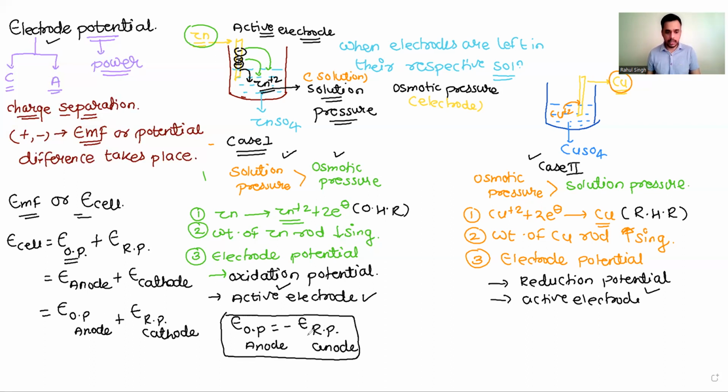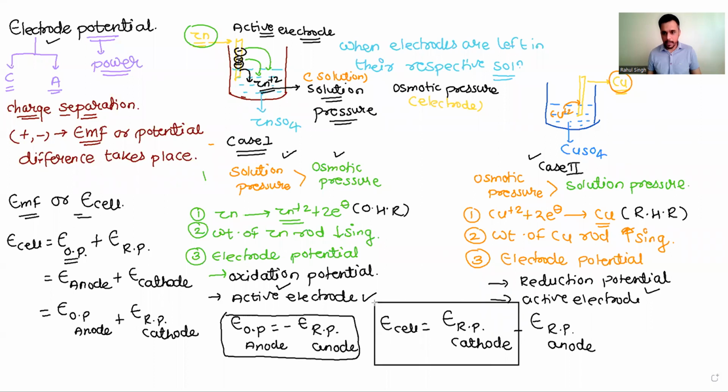So here we get E cell for this particular thing, which will be nothing but the reduction potential at cathode minus E of reduction potential at anode. So this could be our formula that we can use over here. Yes, this is our main formula that we have to keep in mind. This formula can be useful for us. So E cell is equal to reduction potential at cathode minus E of reduction potential of anode.